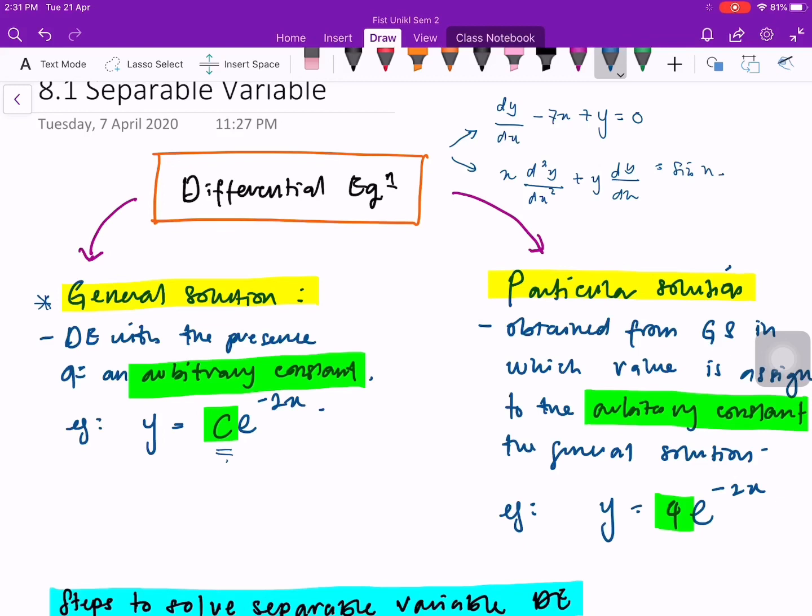And how about particular solution? Particular solution is actually the differential equation which is obtained from the general solution, in which a value is assigned to the arbitrary constant. So bermaksud nilai arbitrary constant kita tadi adalah mempunyai value. Bila nilai arbitrary constant kita tadi mempunyai value, then we consider it as a particular solution. So kalau ianya melibatkan unknown variable for arbitrary constant, so kita panggil dia sebagai general solutions.